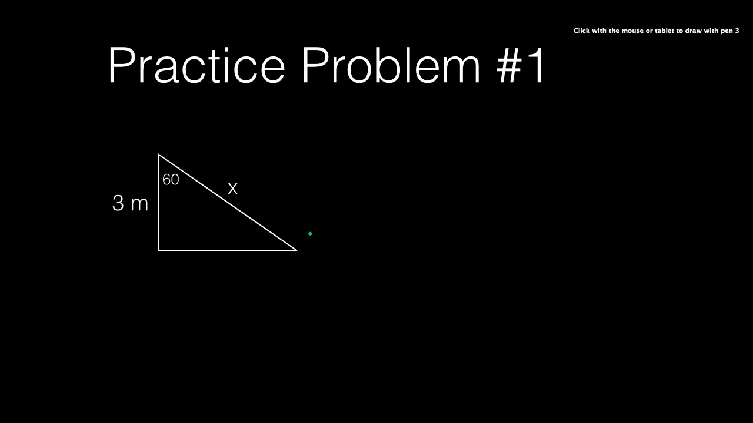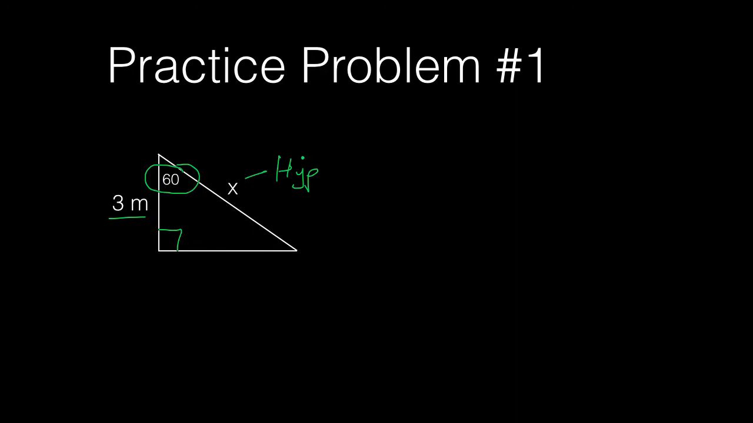In this first practice problem, we've got an angle of 60 degrees inside this right triangle. We know it's a right triangle, so you usually see this little box here that tells you this angle is 90 degrees. So we've got an angle of 60 degrees, and we notice that we have a side that's closest to this angle of 3 meters, and it wants us to find x. X in this case is the longest side, so this is your hypotenuse.